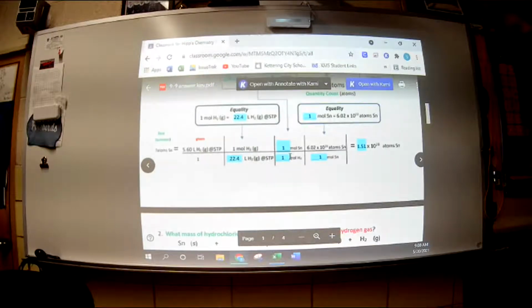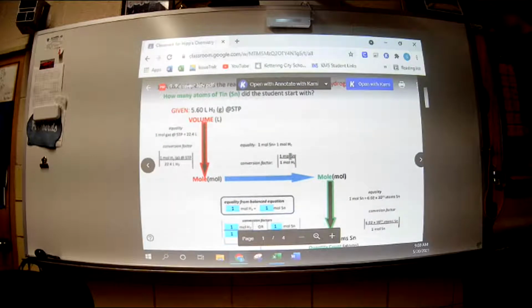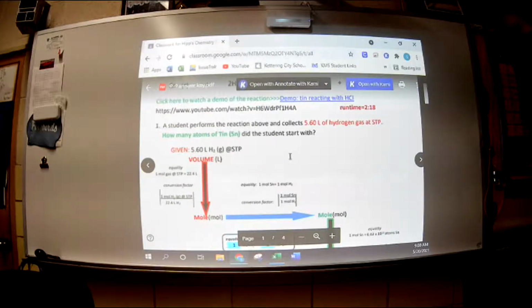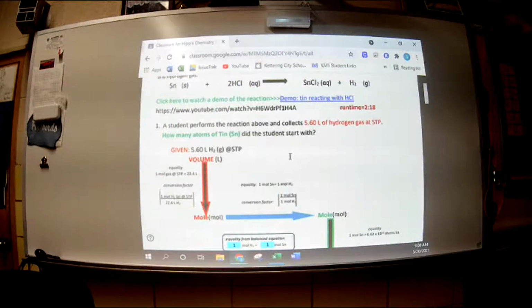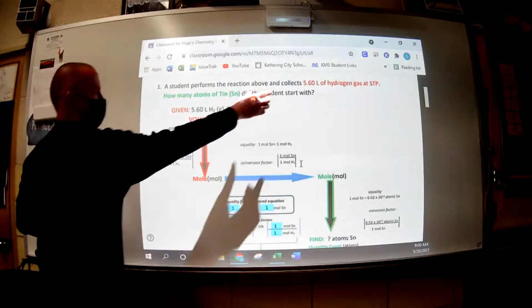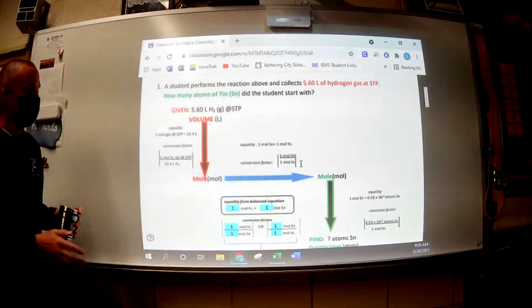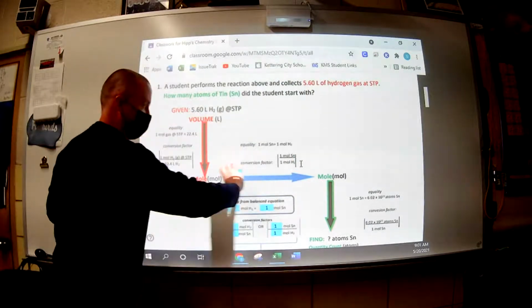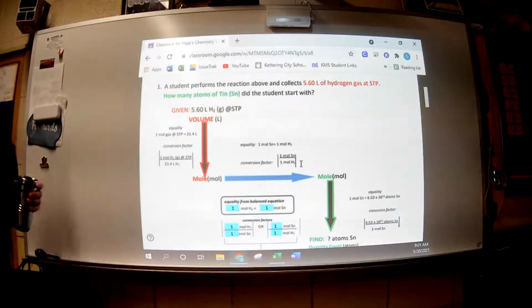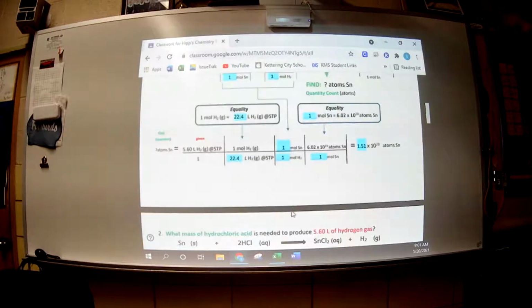How about our first question? How many atoms of tin did the student start with if they were able to collect 5.6 liters of hydrogen? There's our given, 5.6. That is a volume, and we were asked for a quantity count, which is down there. Notice how this looks a lot like the chart. I was just trying to show you on the homework where you were moving on the chart. Does anybody have any questions on this one? Are we okay here?